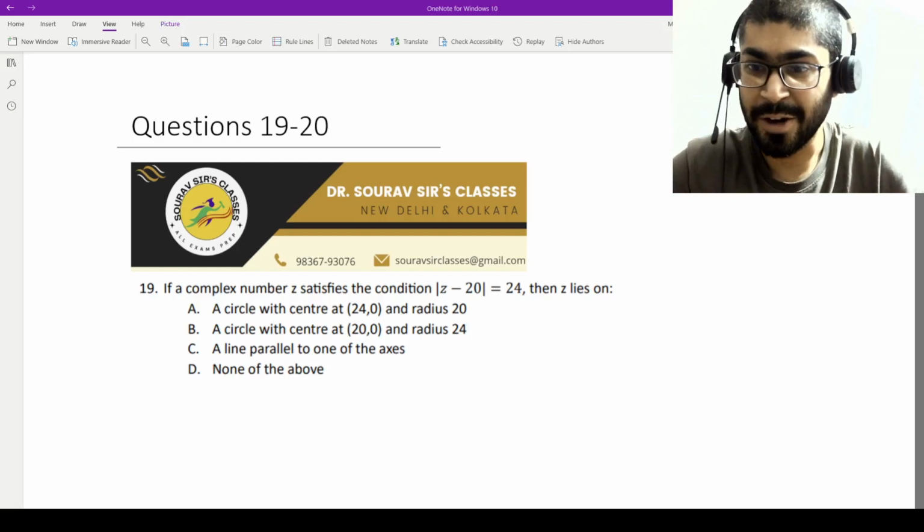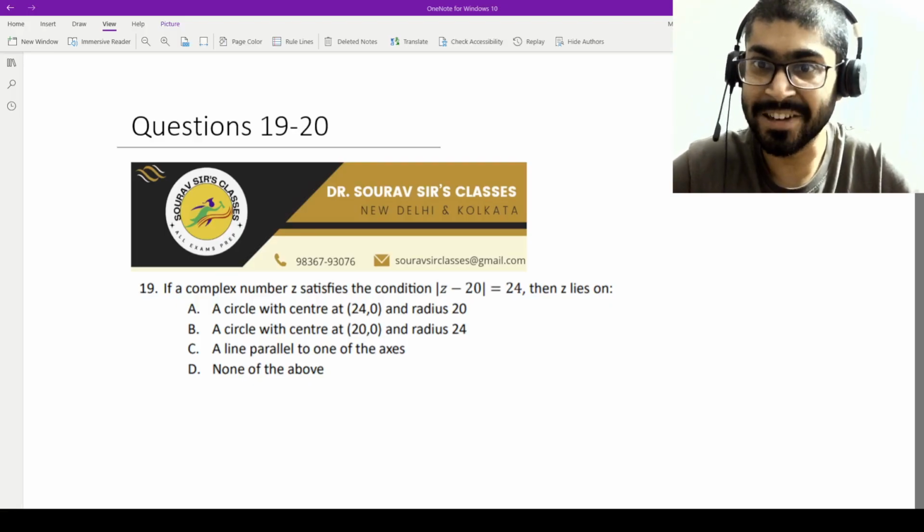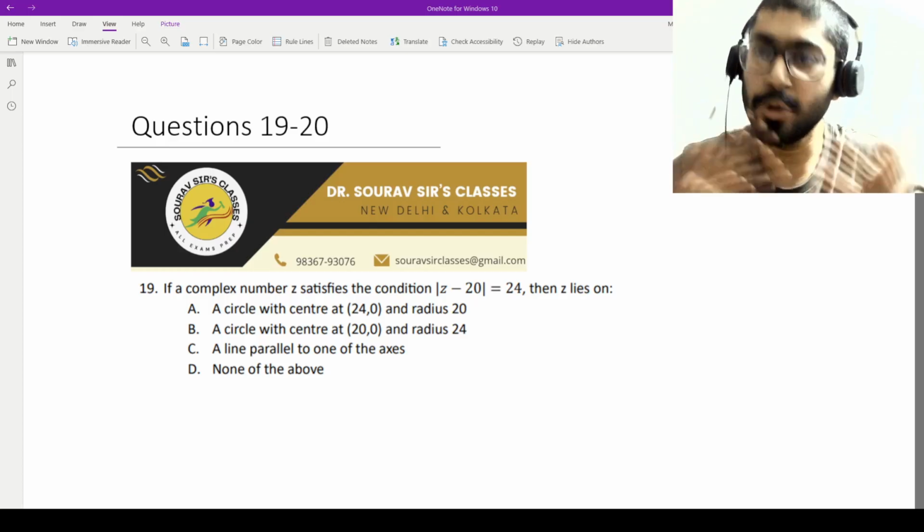Hello everyone, welcome back to the solutions for the ACET 2024 December paper math section. We're at questions 19 to 20. These are the last two questions from the math section. After this you have the stat section. Okay, so questions 19 and 20 both are on complex numbers.